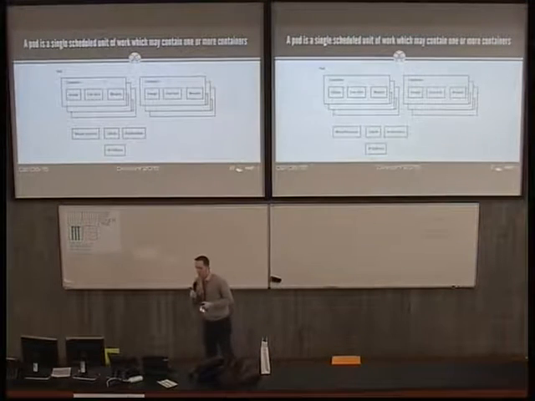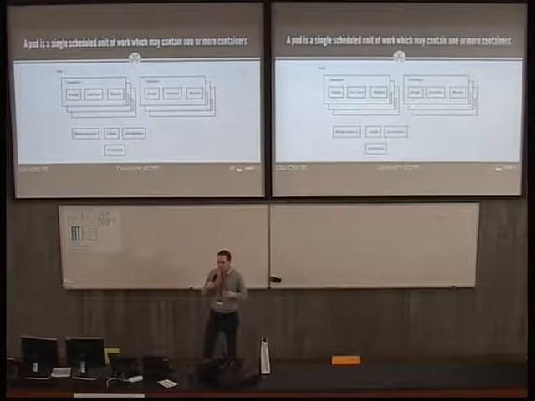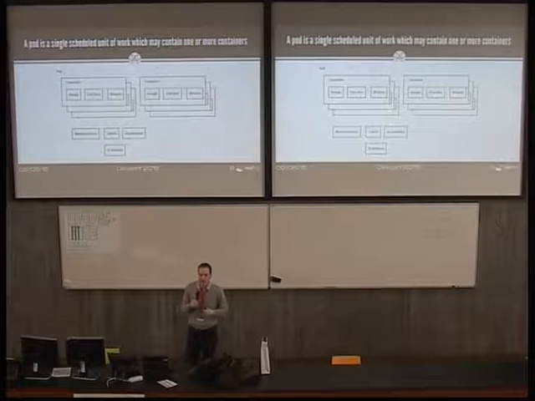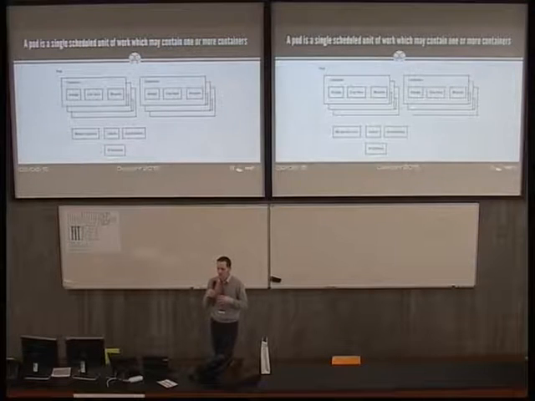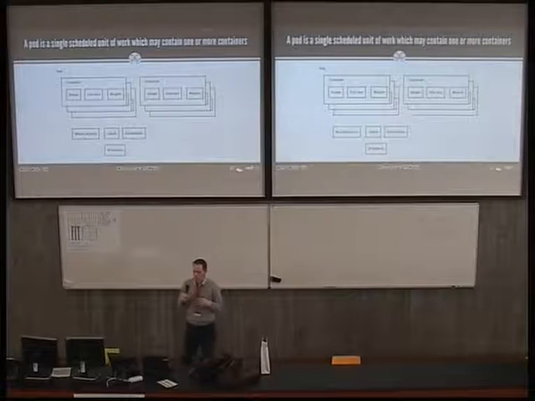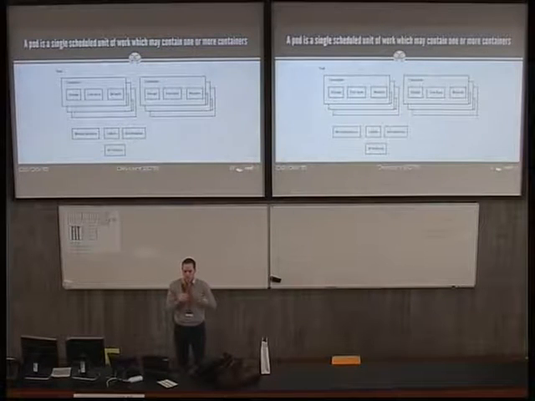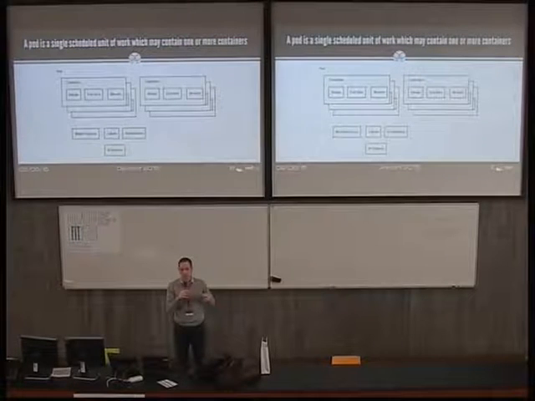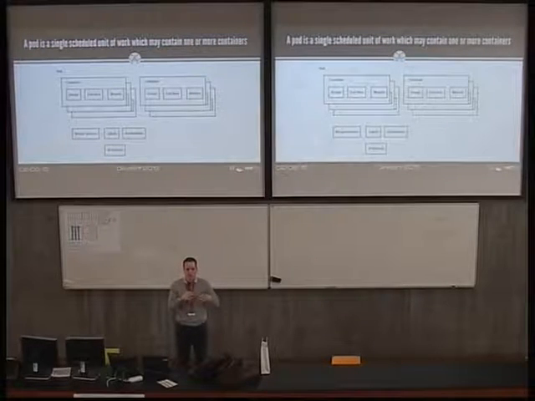So onto a pod. A pod is a single scheduled unit of compute, and it can contain one or more containers. It's been my experience that most people like to use one container per pod. And basically, as you create compute resources across several Kubernetes nodes, you can create them a pod at a time.